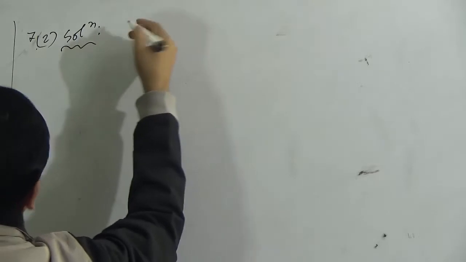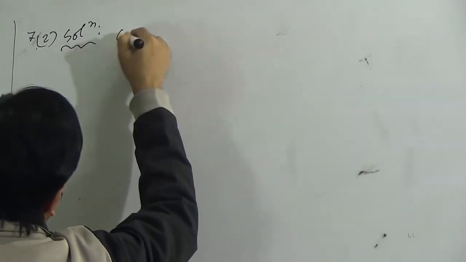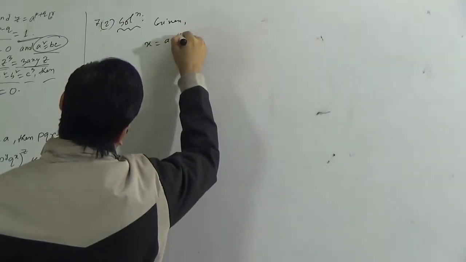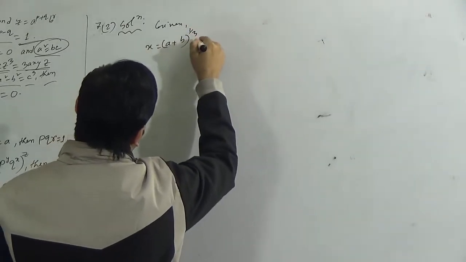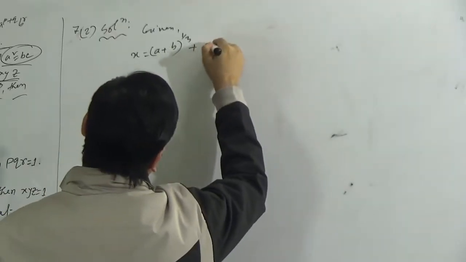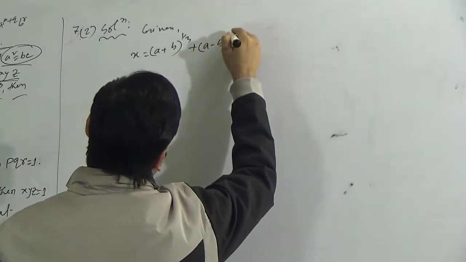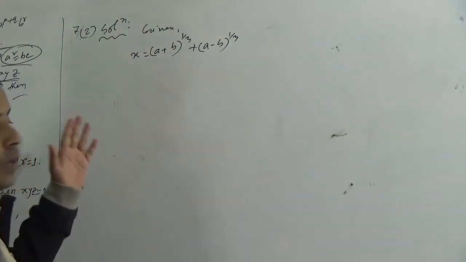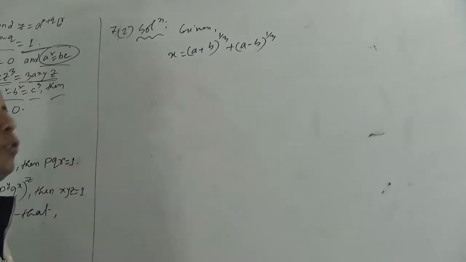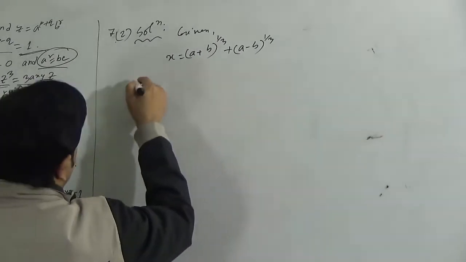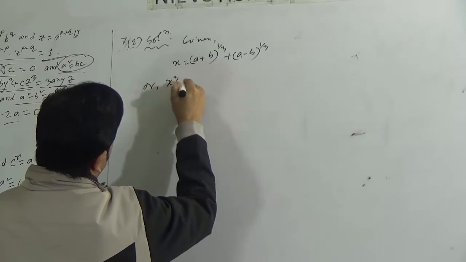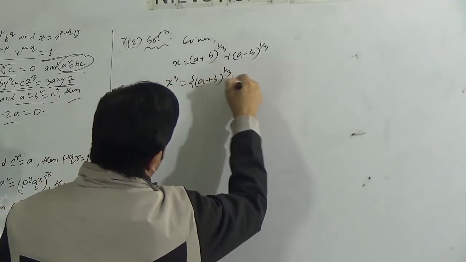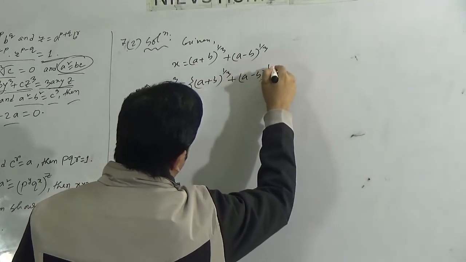We can write the given information here. Given x equals (a plus b) whole to the power 1 by 3 plus (a minus b) whole to the power 1 by 3. Dear students, as in the proof we have to show x cube, so we have to do the cube on both sides. So take cube on both sides. This will be x cube is equal to (a plus b) whole to the power 1 by 3 plus (a minus b) whole to the power 1 by 3.